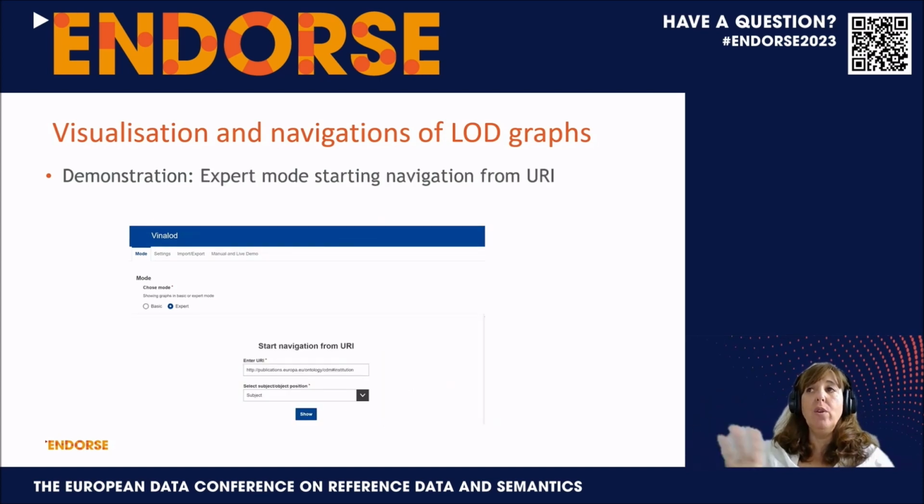Here we are going to see the expert mode. We have seen the basic mode. In the expert mode, we start navigating by a URI and getting triples, subject, property, object from it.